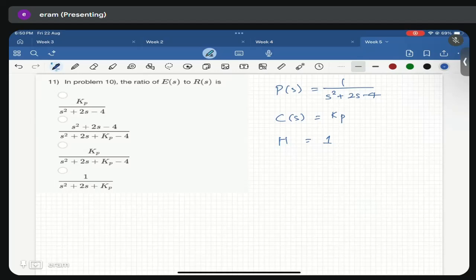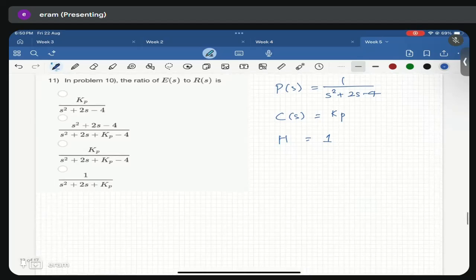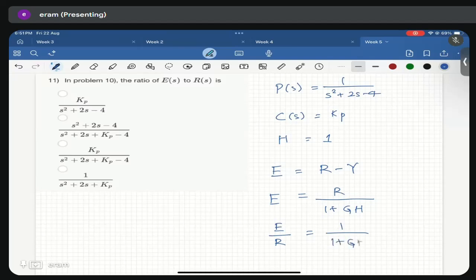In the previous session, we have seen that we can write the error E, which is R minus Y, as R by 1 plus GH. We have seen this in the previous session. Now we have to find E by R, which is nothing but 1 by 1 plus GH. Now can you calculate?